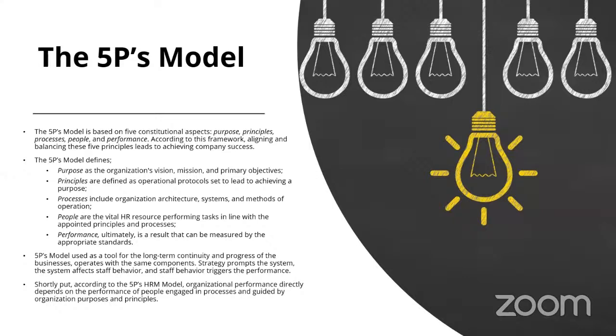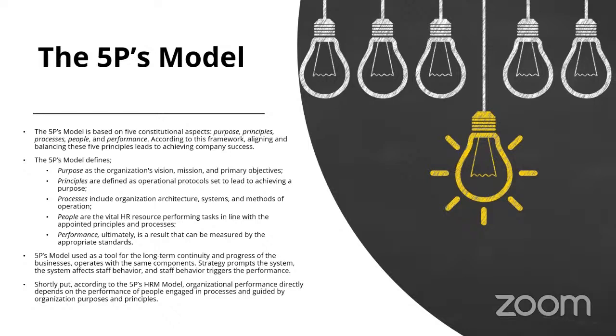Now I have what we call the 5 Ps model also. The 5 Ps model is based on 5 constitutional aspects. You have the purpose, principles, processes, people, and performance. This is the one we most often use, like the one everyone is used to. Perhaps because it's still a new concept or it's still a new model, okay, and covers practically every aspect of what you want to discuss in strategic human resource management.